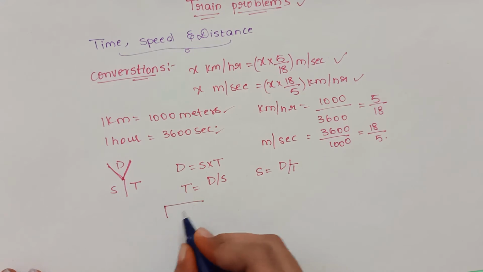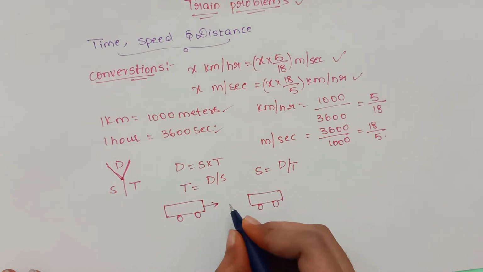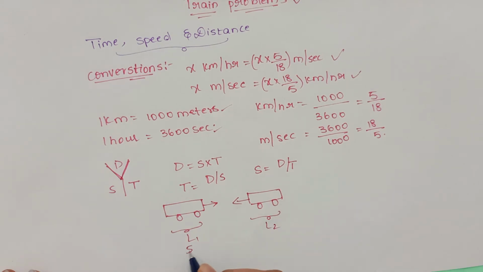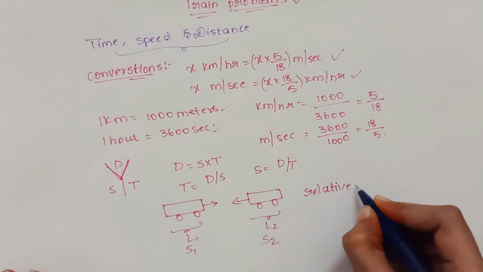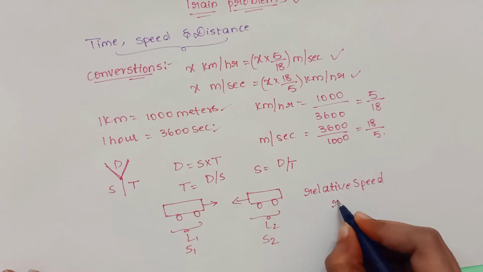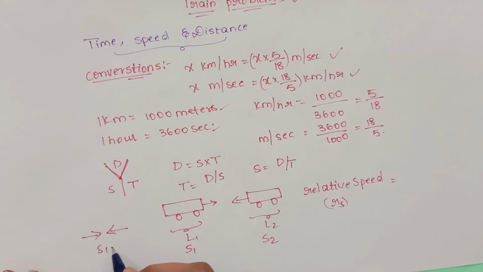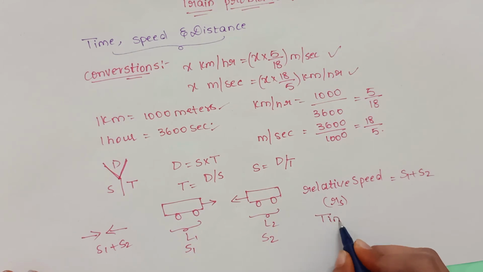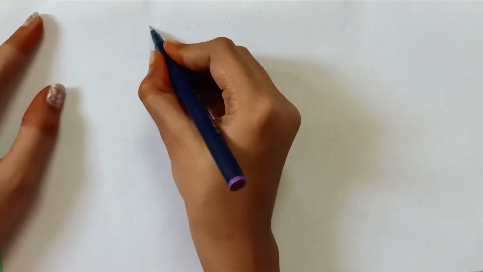And the formula when two trains are moving oppositely with different lengths L1, L2 and speeds S1, S2. If they ask us to find the relative speed, that means RS is equal to S1 plus S2 when they are moving in opposite direction. Now if they ask us to find time, time is equal to length L1 plus L2 by RS, the relative speed.